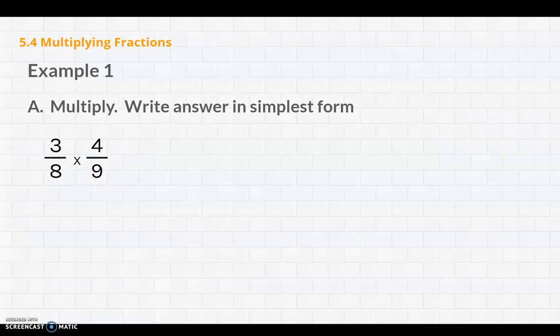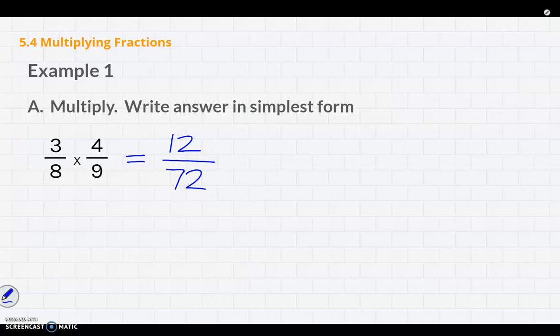Now, if the cross-reducing seems really confusing to you, it is actually not required in order to multiply fractions. You can still get the correct answer without cross-reducing. So if we skip step number 2, we would just multiply the numerators together. 3 times 4 is 12, and 8 times 9 is 72. Multiply the denominators, get 72, and we get 12/72.